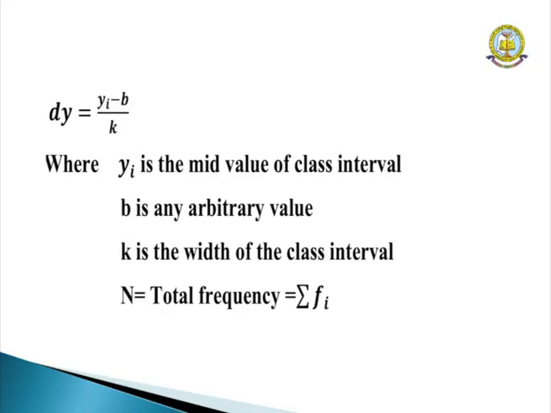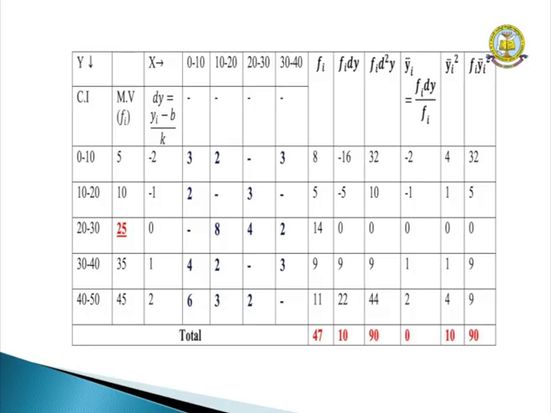We know that yi is the mid value, b is an arbitrary value, k is the width of the class interval, and n is the total frequency here. Now for the class mid values, 0 to 10, what is the mid value? 0 plus 10 by 2, 5. Then 10 to 30. So now we can check the mid values here. The mid values are 5, 10, 25, 35, 45.